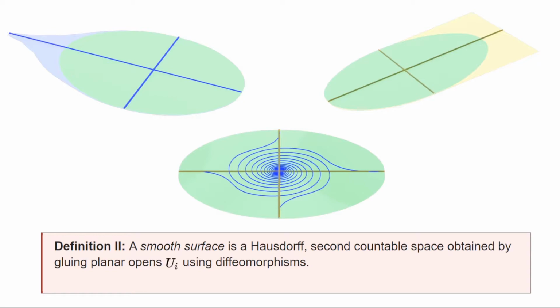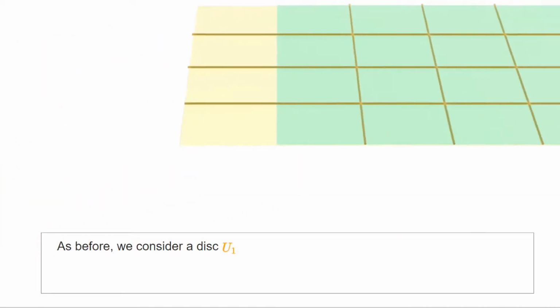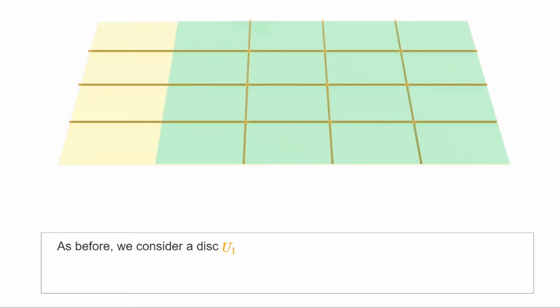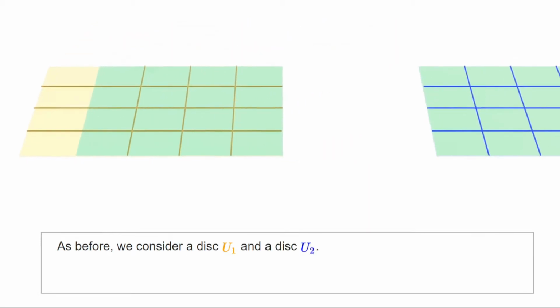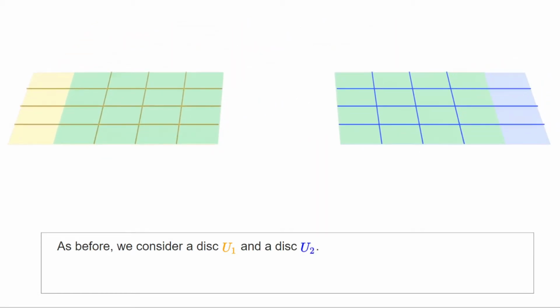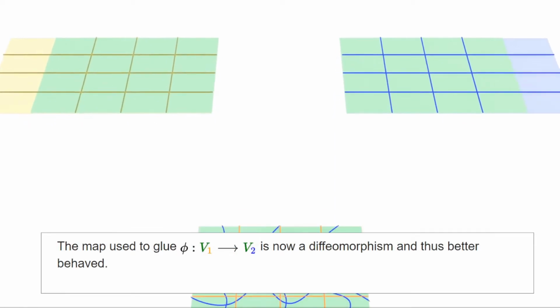A smooth surface is a two-dimensional smooth manifold. This means that it's a topological space, still Hausdorff, still second countable, but that now is obtained by gluing planar opens with diffeomorphisms. As before, we can draw a planar open U1, this is still a topological ball, and a second planar open U2. The desired overlap is already shown in the animation in green, but now we glue V1 to V2 using a diffeomorphism phi.